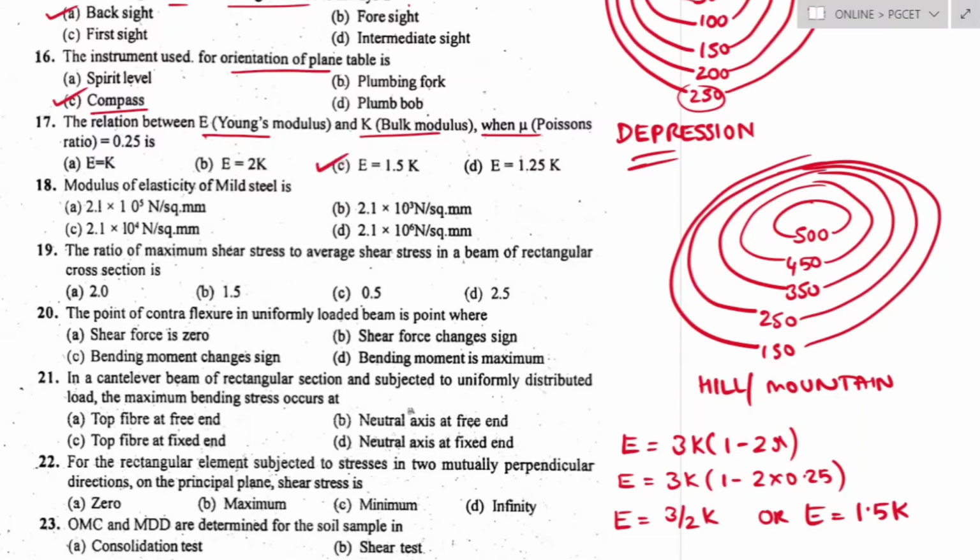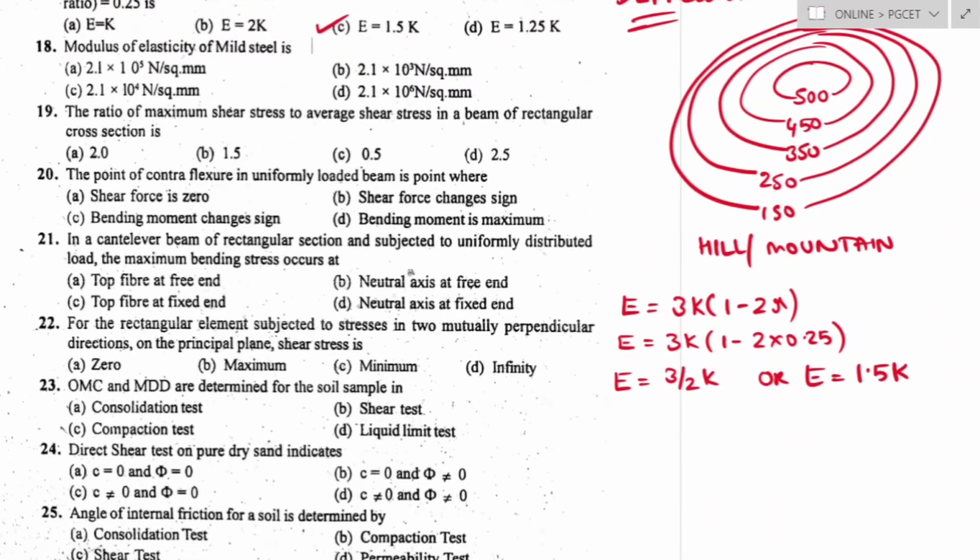Question number 18. Modulus of elasticity of steel is. Modulus of elasticity is also called Young's modulus and it is defined as the ratio of stress by strain, and it is expressed in Newton. So, the modulus of elasticity of mild steel is 210 GPa or 2.1 into 10 to the power of 5 Newton per mm square. Option A is the right answer.